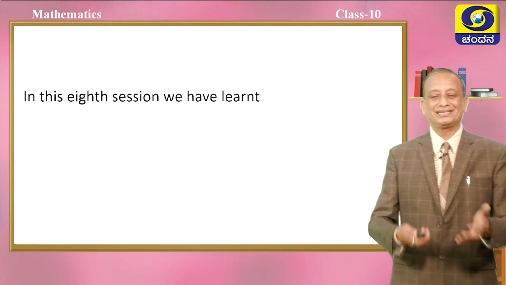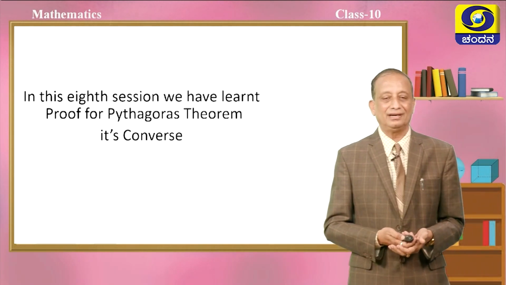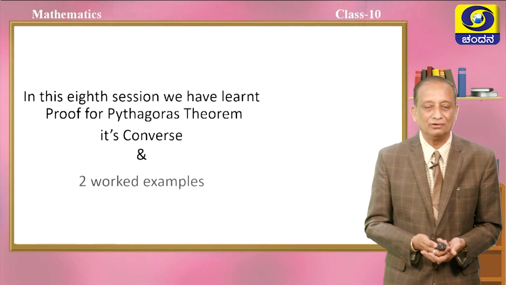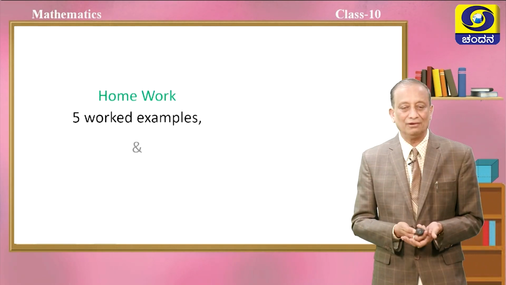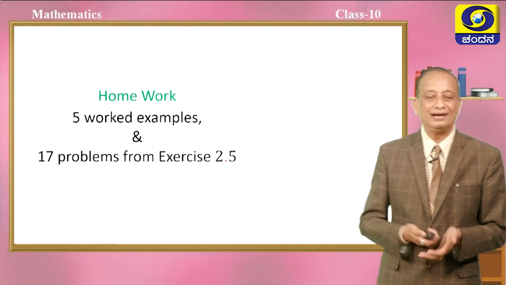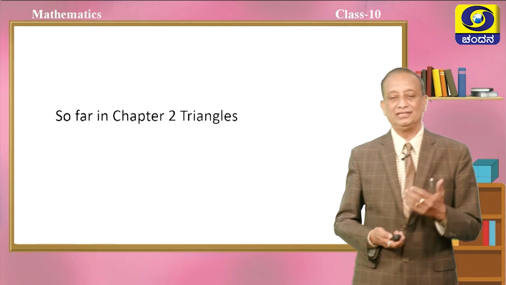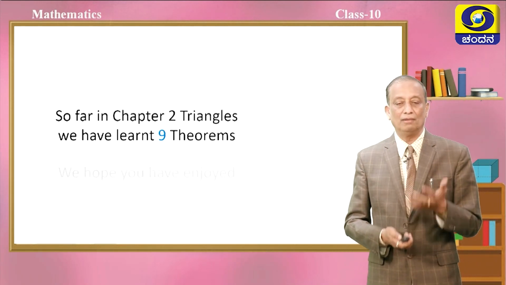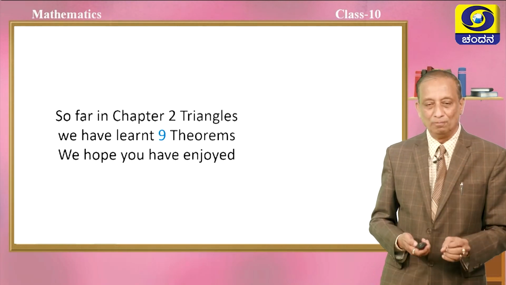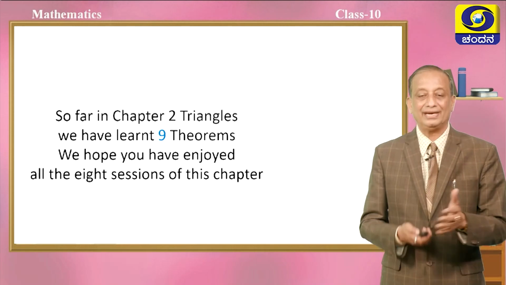So in this last session, 8th session, we learned the proof for Pythagoras theorem and learned something about the converse, 2 worked examples also. Can you take down the homework? 5 worked out examples and 17 problems from exercise 2.5. So far in this chapter number 2, Triangles, see, children, we have understood about 9 theorems. We hope that you have enjoyed each and every bit of it, that is all the 8 sessions of this chapter.